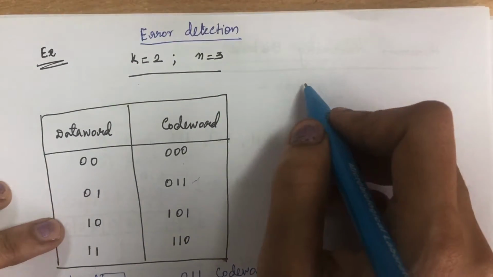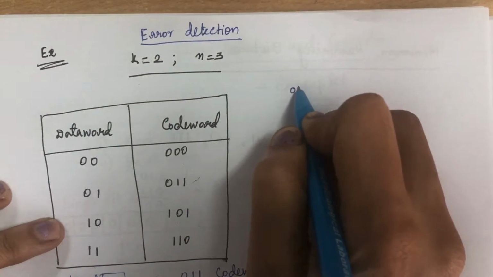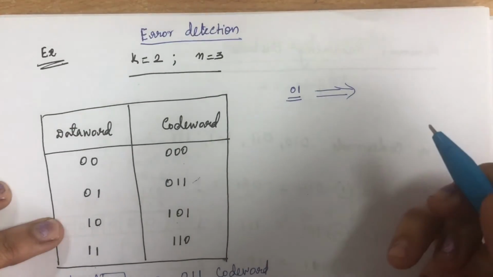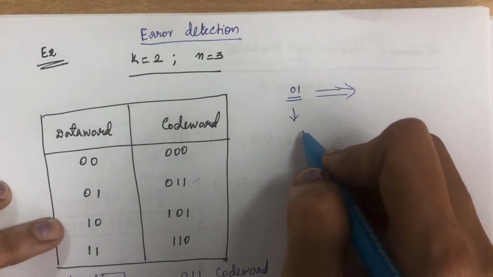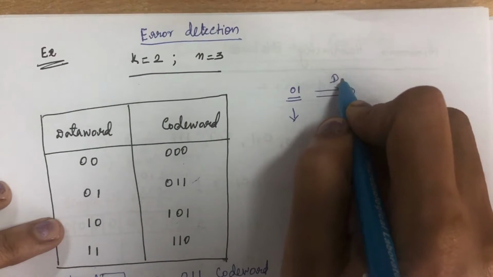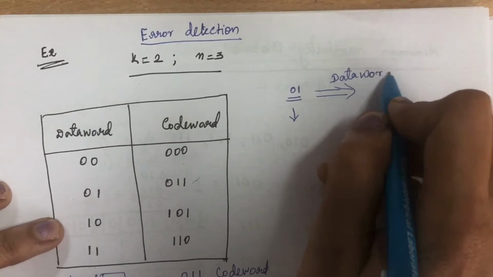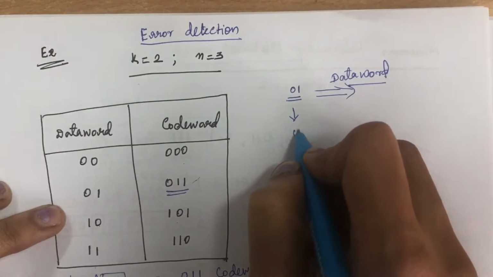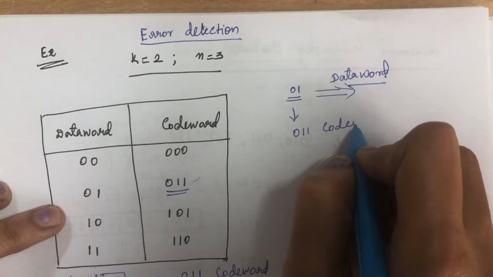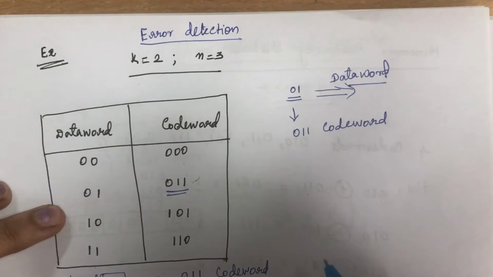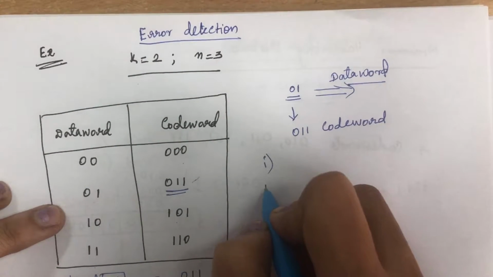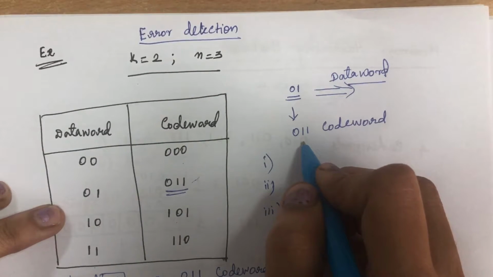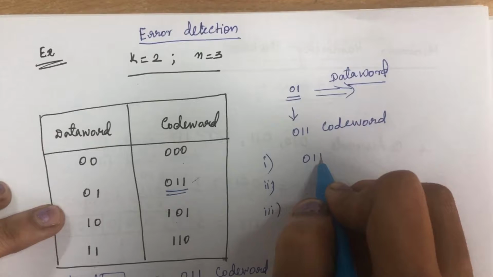For example, if we are going to send 01 during the transmission, 01 is the data which has to be sent. We need to convert this data word into the code word. What is the corresponding code word for 01? It is 011. Now 011 is the code word which will be sent from the sender to the receiver. During transmission, 3 cases can occur. The first one is that 011 has been received properly on the receiver side.